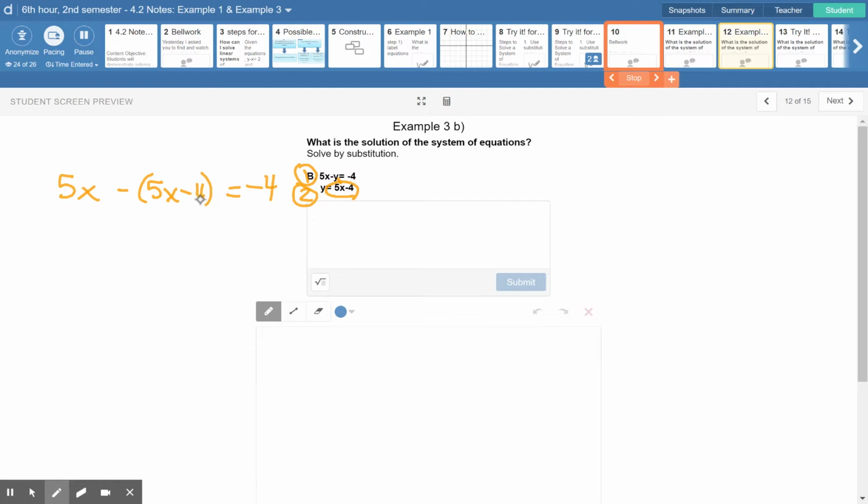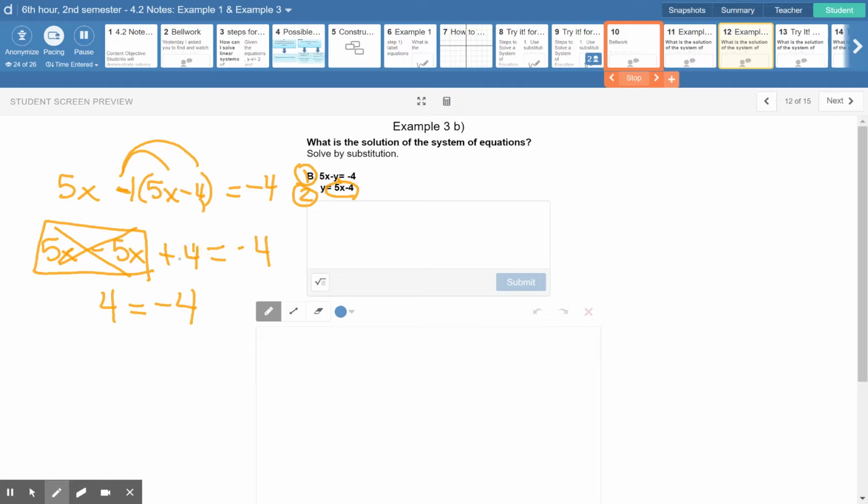Now you want to be careful here. This is a negative sign, but it really means negative 1. So then we can distribute 5x, and the negative 1 times 5x is negative 5x. Positive 4, because a negative and a negative is positive, and then it equals negative 4. Now notice at this step, 5x minus 5x, once again, goes away. Please don't write 0x or 0. Just write what's left over.